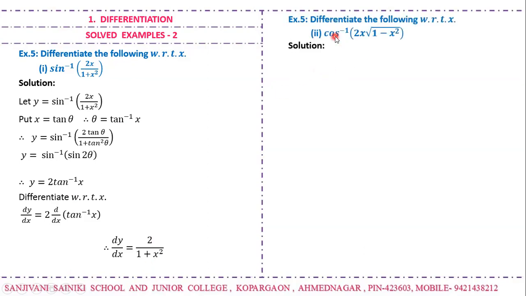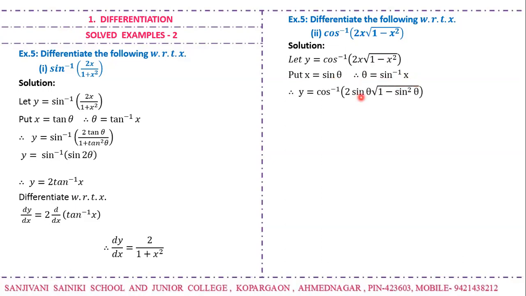Now the second problem is cos inverse of 2x into bracket square root of 1 minus x square. Now again it looks like, whenever there is under root 1 minus x square, we will put x is equal to cos theta or x is equal to sin theta. Both will work here. So we put x is equal to sin theta. So theta is equal to sin inverse of x. After putting x is equal to sin theta in this expression, 2 times sin theta under root 1 minus sin square theta. But 1 minus sin square theta is cos square theta. This root and this square will cancel each other and we get 2 sin theta cos theta. But 2 sin theta cos theta is nothing but sin 2 theta.